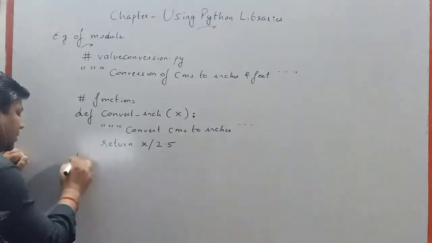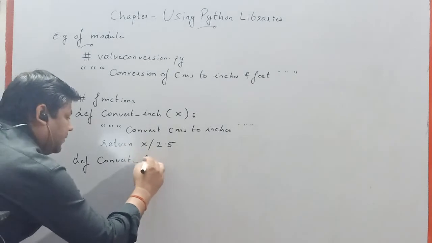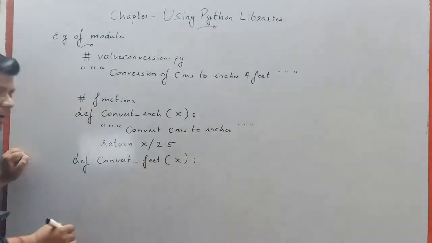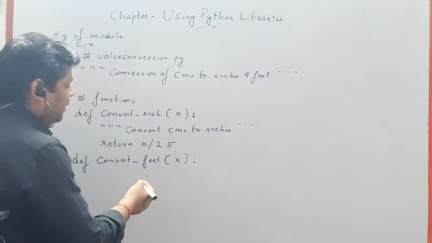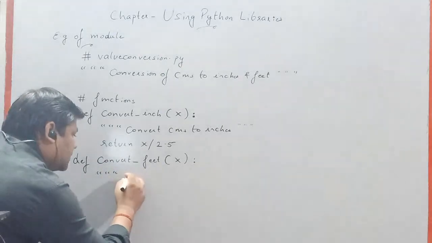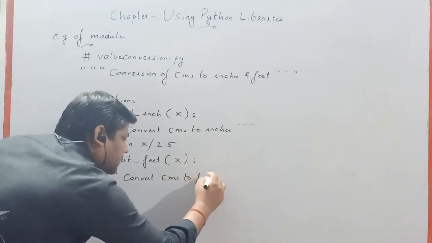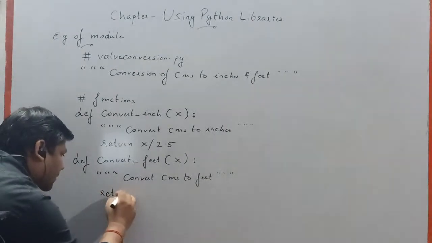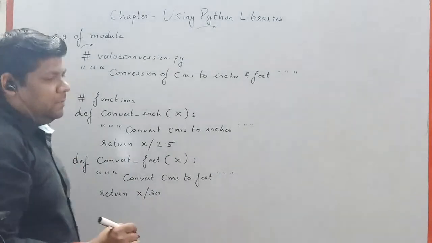Now, next definition. Def convert feet. Again, formal parameter. You can repeat the formal parameter. It is not necessary that you should always use a new parameter. You can use repeated formal parameters. Then docstring: convert cms to feet. Definition: return x upon 30. As you know, there are 30 centimeters in a foot.